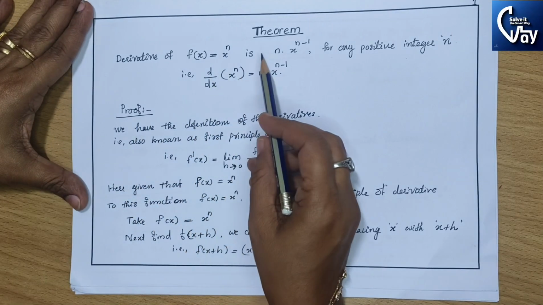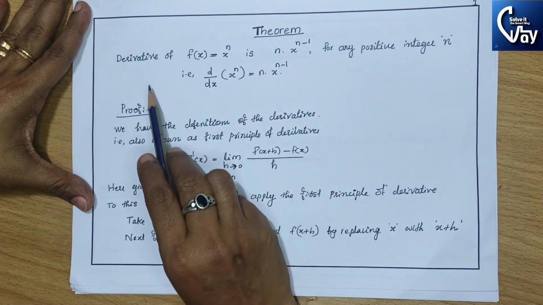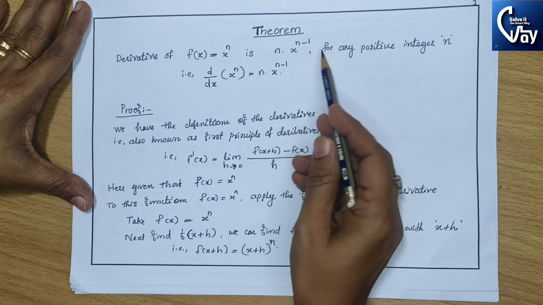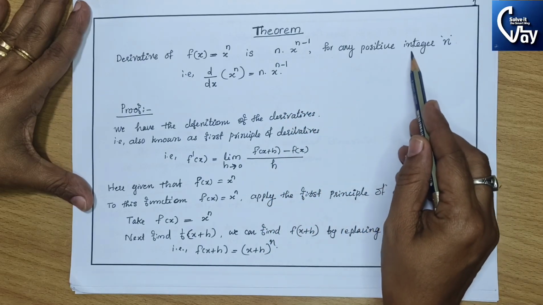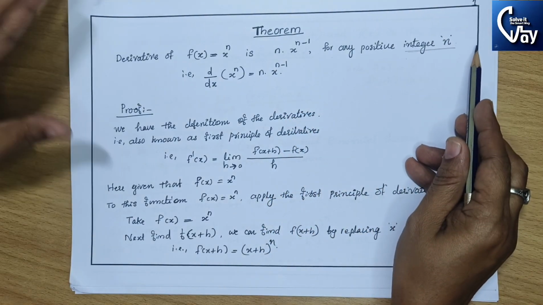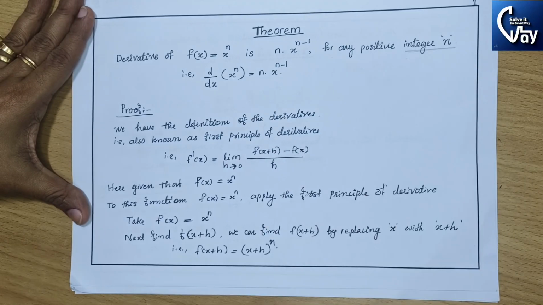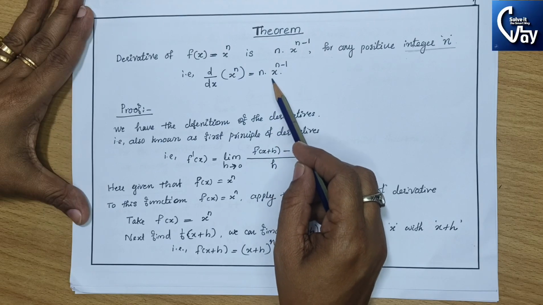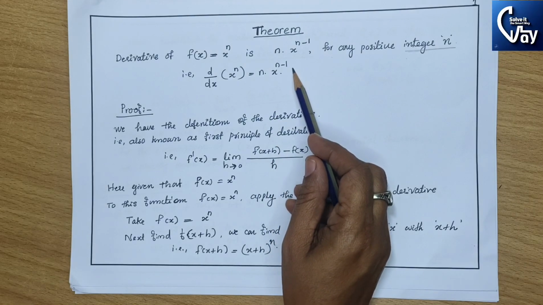Today we will discuss the theorem: the derivative of f of x equals x raised to n is n x raised to n minus 1 for any positive integer n. That is, d by dx of x raised to n equals n x raised to n minus 1.